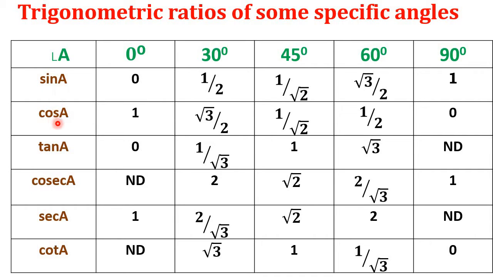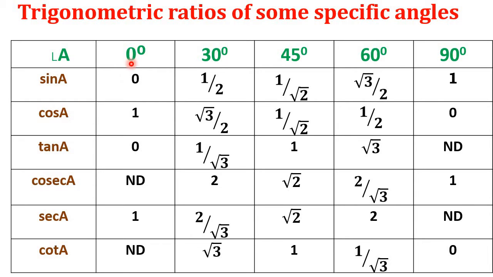Sine of the angle A, cos of the angle A, tan of the angle A, cosecant of the angle A, secant of the angle A, cot of the angle A. So the value of sine of the angle 0 is 0. Sine of the angle 30 is 1 by 2. Sine of the angle 45 is 1 by root 2. Sine of the angle 60 degree is root 3 by 2. Sine of the angle 90 is 1.